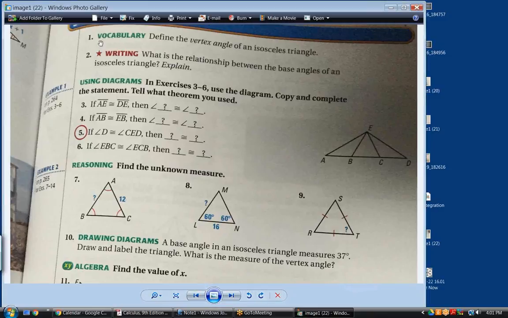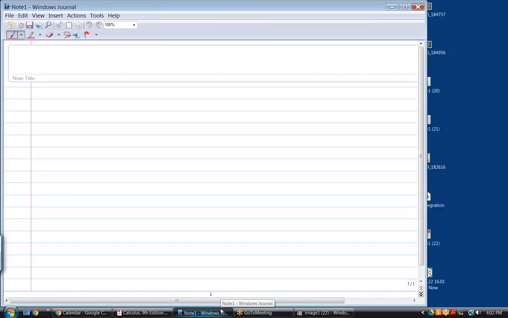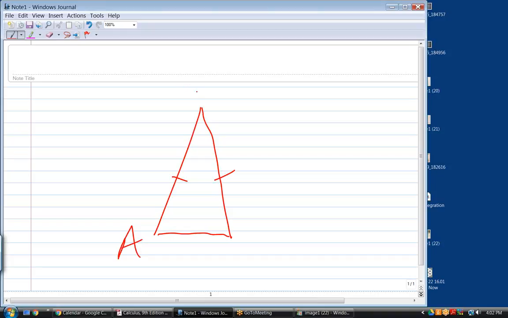Okay. And what's the vertex angle of an isosceles triangle? Well, let's say that you didn't know the definition of that. What would the answer be, regardless of whether you knew the definition? First of all, what's an isosceles triangle? It has two equal sides. Which corner would the vertex be? The one in between the two even sides.